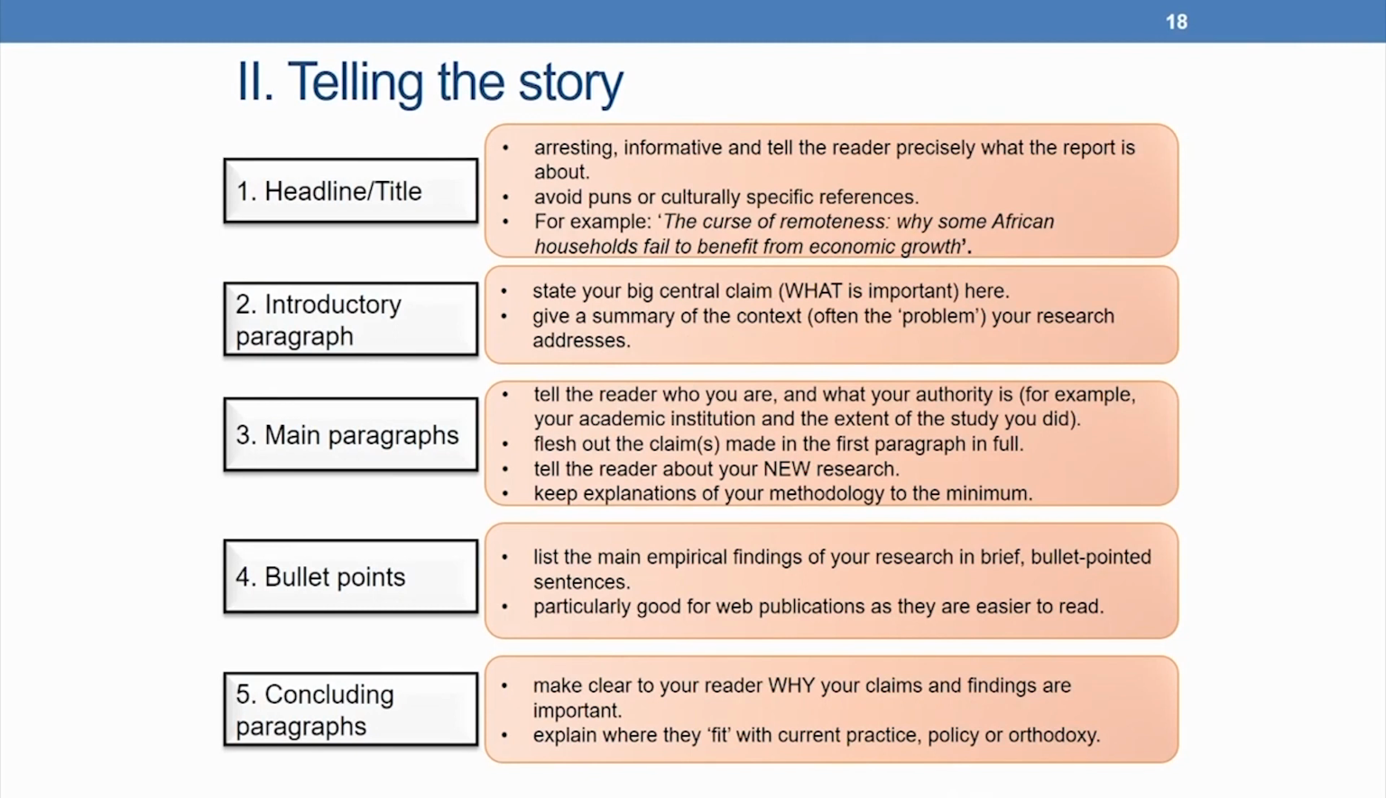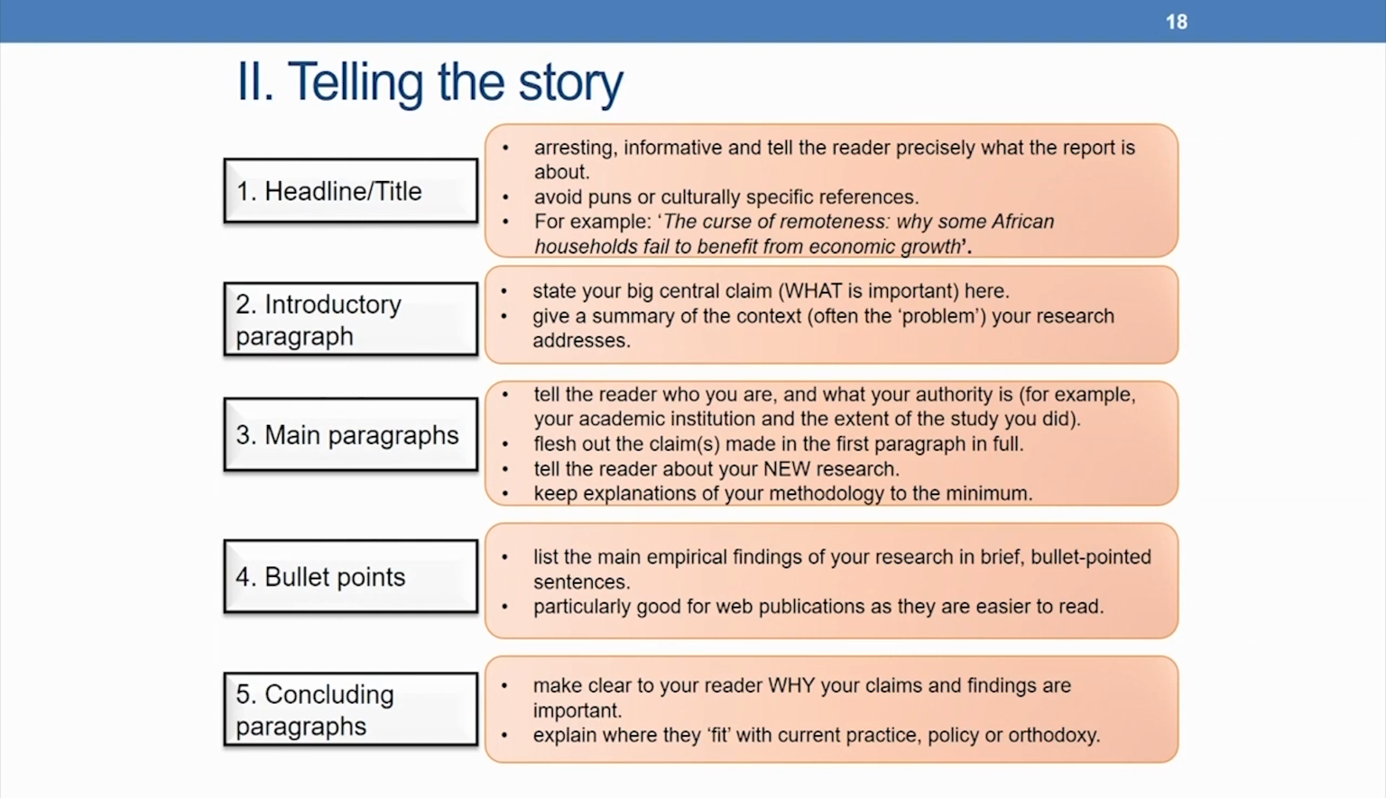Secondly, we should know how to tell the story. Telling the story is very important. Ultimately we have a number of research findings, we have the entire research process completed, but we want to bring it into a coherent form by following sections and subsections and so on. First important thing is the headline or the title. The title should be arresting and informative and tell the reader precisely what the report is about.